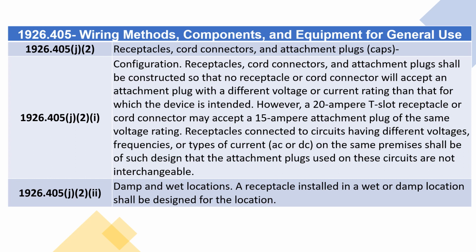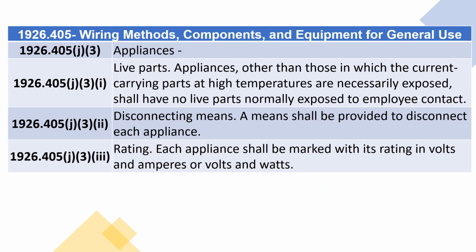1926.405(J)(2)(ii) Damp and wet locations. A receptacle installed in a wet or damp location shall be designed for the location. 1926.405(J)(3) Appliances. (i) through (iii) Live parts. Appliances, other than those in which the current carrying parts at high temperatures are necessarily exposed, shall have no live parts normally exposed to employee contact. Disconnecting means. A means shall be provided to disconnect each appliance. Rating. Each appliance shall be marked with its rating in volts and amperes or volts and watts.